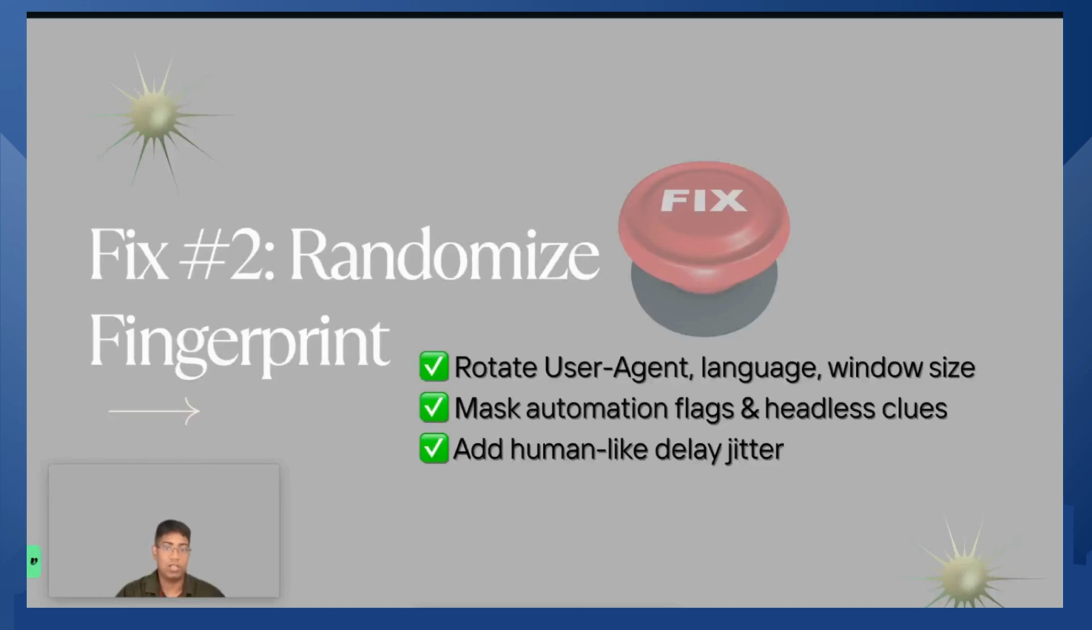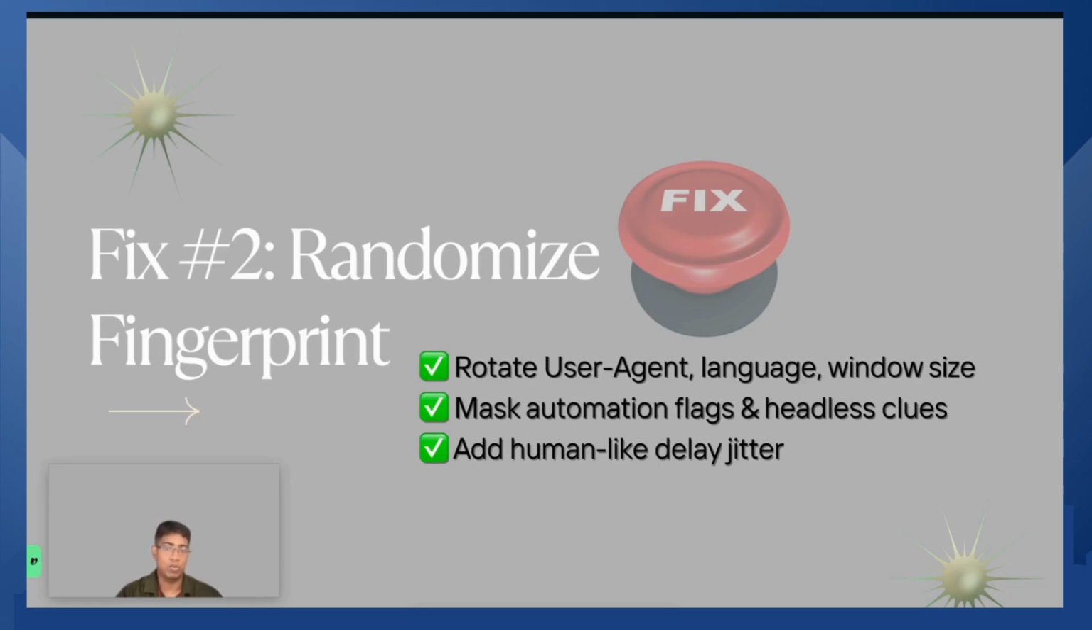But if it does not, you need to randomize your fingerprints. Like humans, web scrapers also have fingerprints in the form of user agent, language, window size, the operating system, etc. So you actually have to rotate these user agent, language, and window size combinations to get the data.